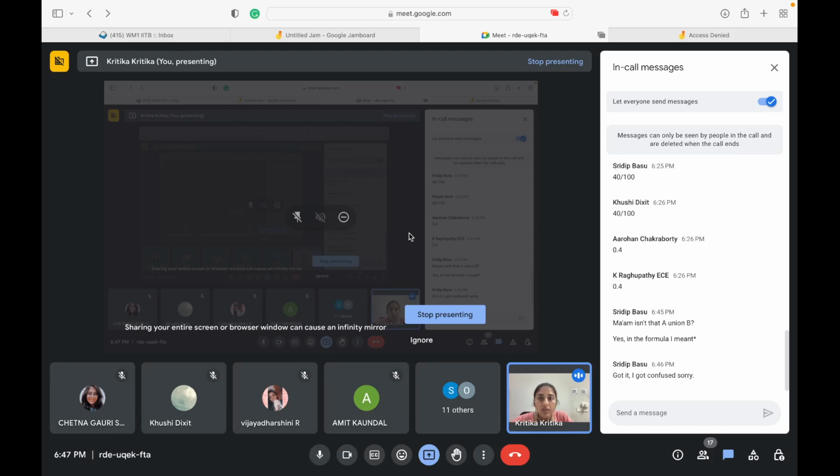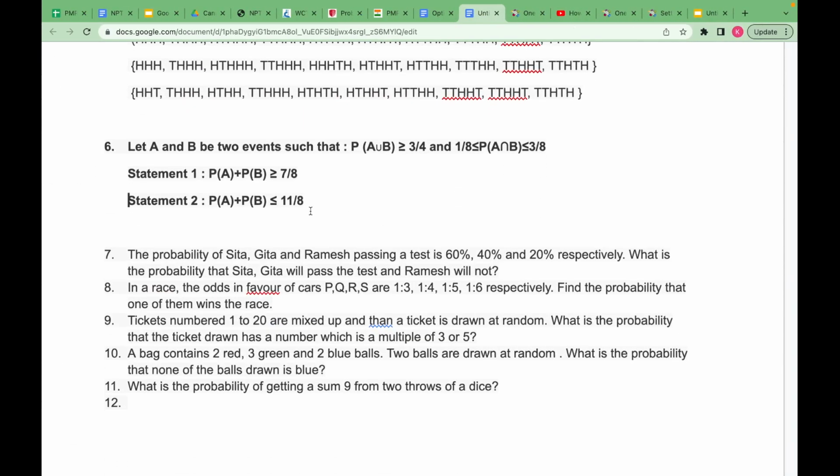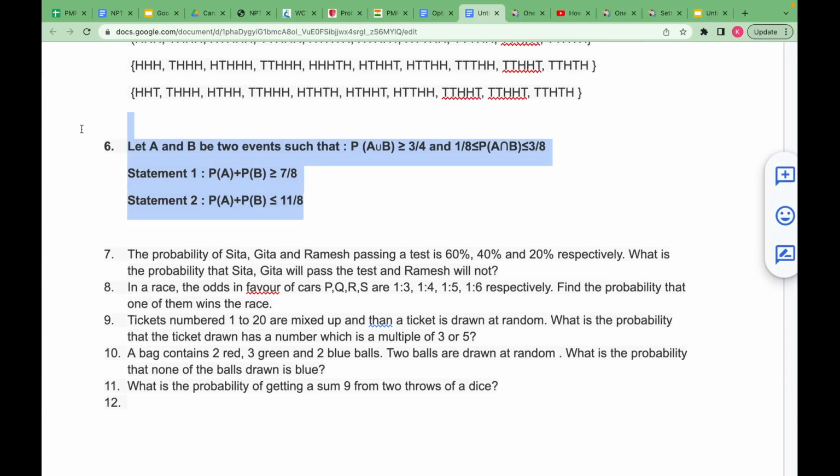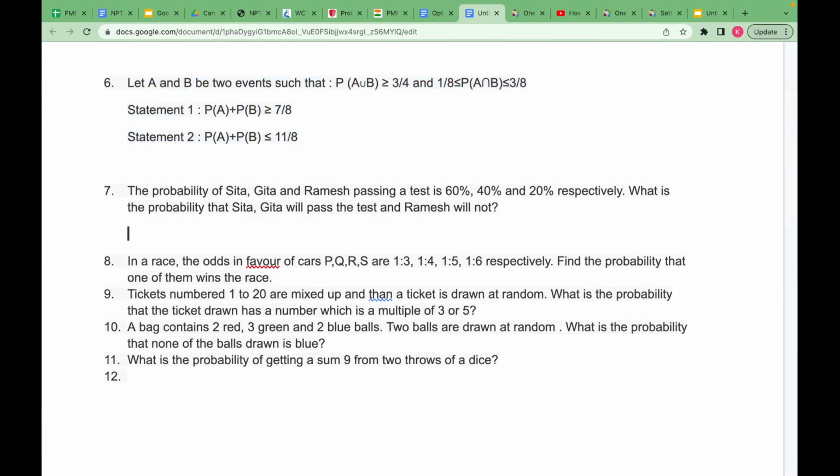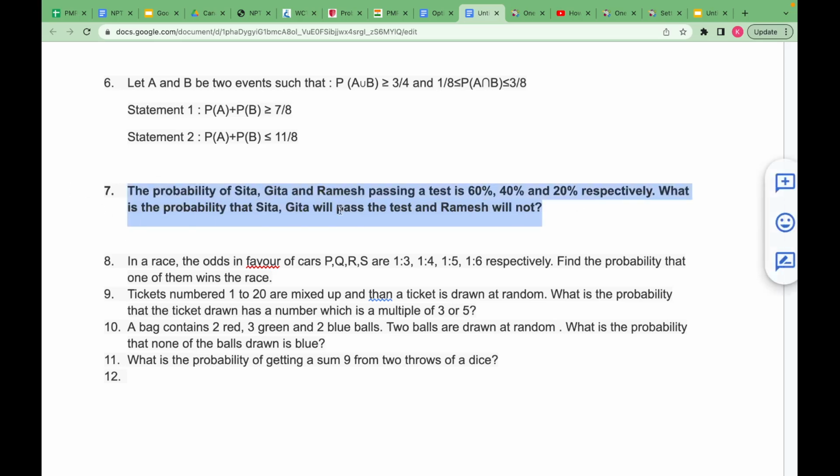Okay, so now I will move to the next question. This is a similar question to the one we discussed above, the second question we discussed. So try this one and then we will discuss.